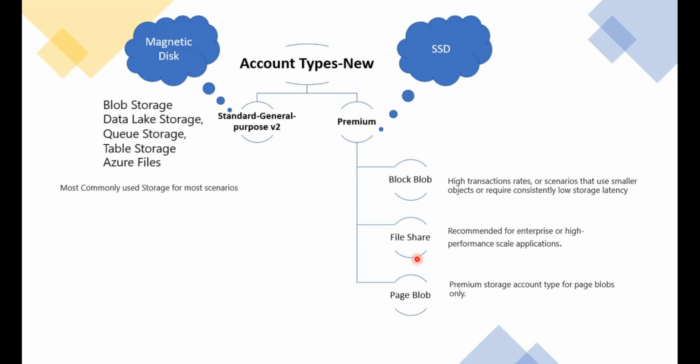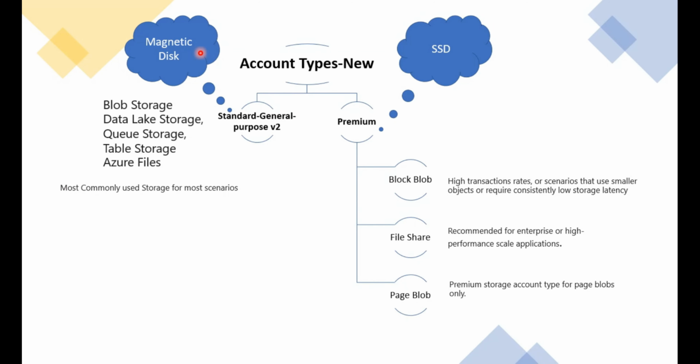So for storage, and for file, it is recommended to use when we require high performance scale applications. For that purpose, you can use a file share. And page blob is again a premium storage account type for page blob only, so it only supports page blob. These we will discuss in detail in the next coming slides or topics.